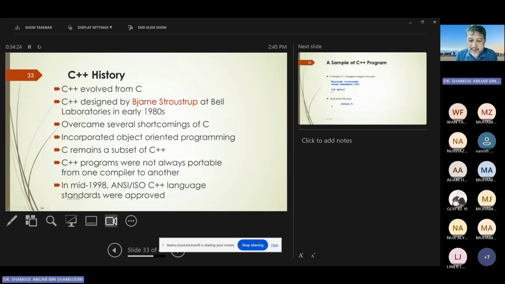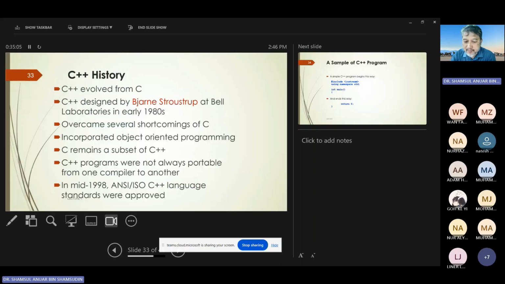By mid-1998, the ANSI/ISO C++ language standards were approved. So I guess the compiler is also another thing. The compiler is like the heart or the brain of the application software. The operating system is the brain for the computer, but the compiler is the brain for the programming language, or for any application.